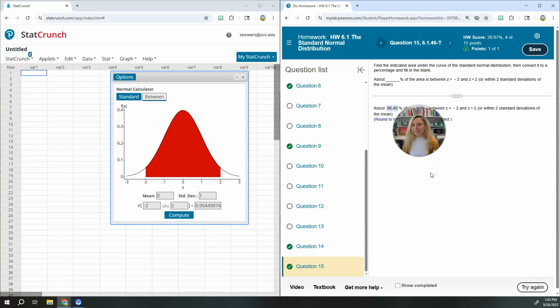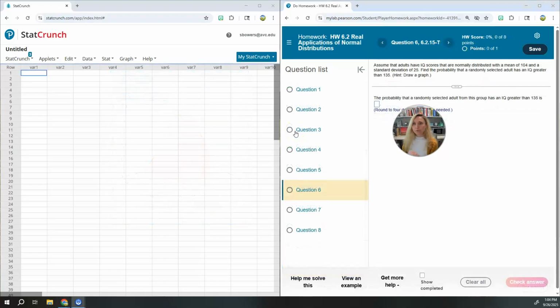We're doing great. Now let's move to Chapter 6.2 concepts. Chapter 6.2 covers the real applications of normal distribution. For example, in this question, assume that adults have IQ scores that are normally distributed with a mean of 104 and a standard deviation of 25. Find the probability that a randomly selected adult has an IQ greater than 135.